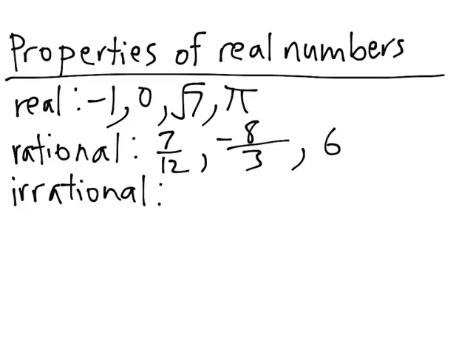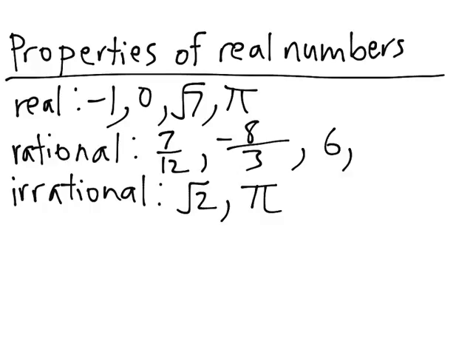What about the square root of something which isn't a perfect square? The square root of 2, for example, is an irrational number, since it's not rational. Pi is also an irrational number. This is because there's no way to write either of these numbers as a fraction, at least not a fraction of integers.